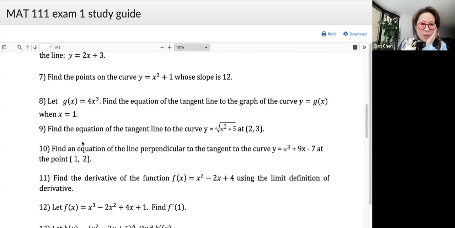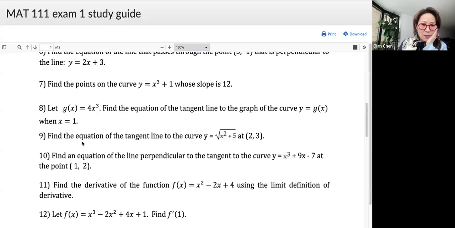Okay, so 7 and 8, right? 7 is, you see this slope, this degree is odd. Let's see number 8. Number 8 is given g as a polynomial of degree 3, also odd degree.